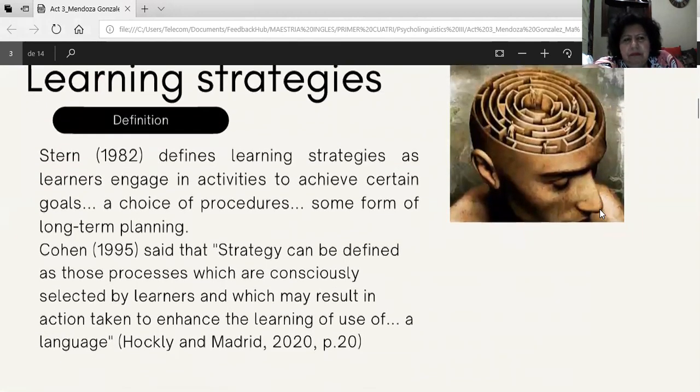Okay, but what is the definition? What are learning strategies? Stern in 1982 defines learning strategies as learners engaging in activities to achieve certain goals, a choice of procedures, or some form of long-term planning. On the other hand, Cohen in 1995 said that strategy can be defined as those processes which are consciously selected by learners and which may result in action taken to enhance the learning or use of a language.